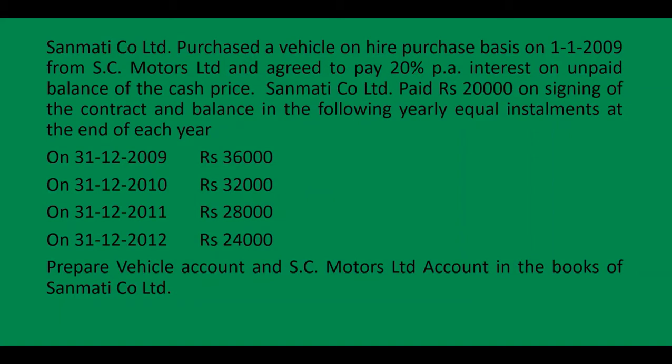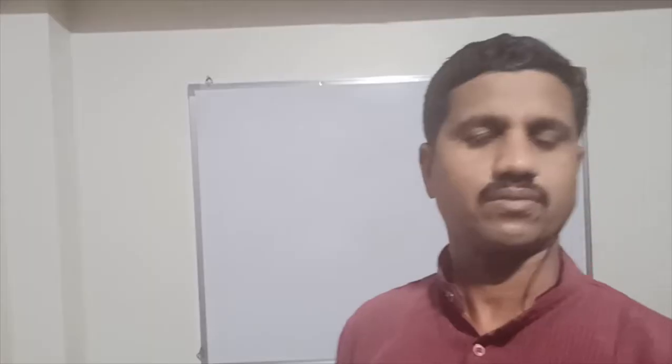On 31st/12/2009, rupees 36,000. On 31st/12/2010, rupees 32,000. On 31st/12/2011, rupees 28,000. On 31st/12/2012, rupees 24,000. Prepare vehicle account and SE Motors Limited account in the books of Sanmati Company Limited. Now let's move to the whiteboard.